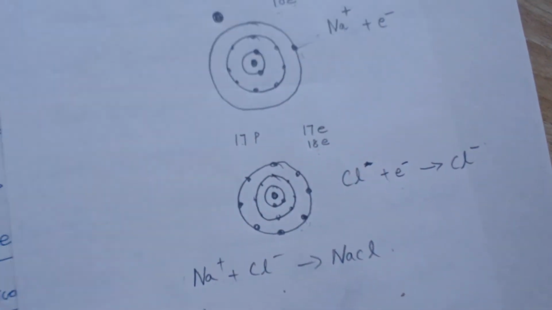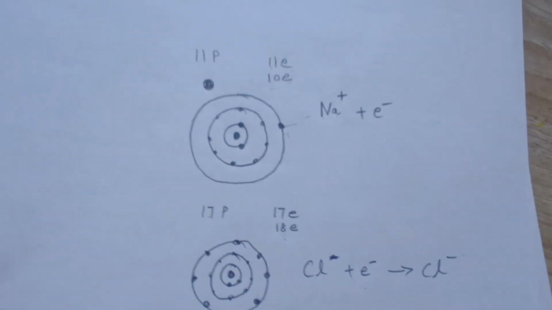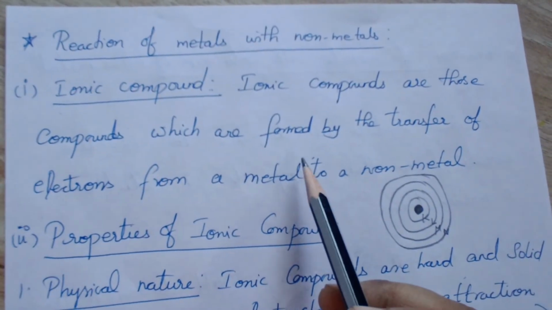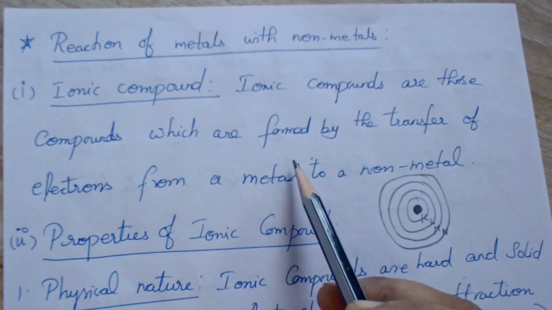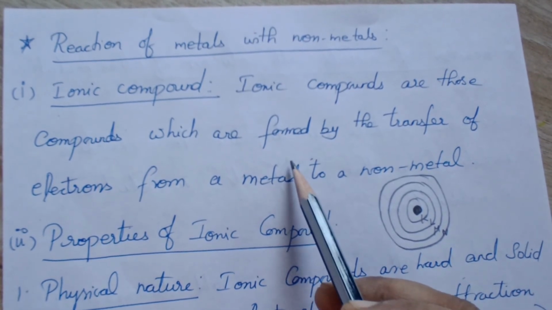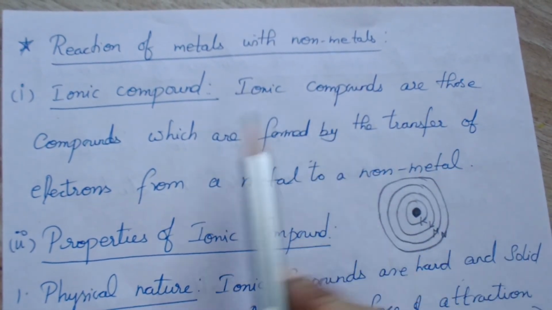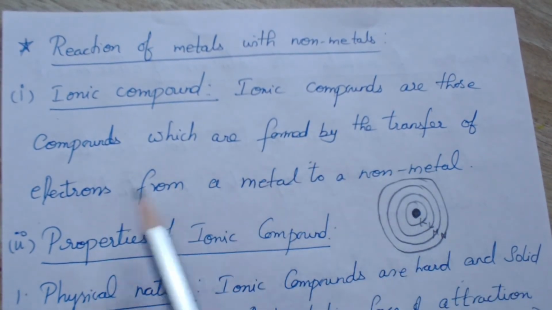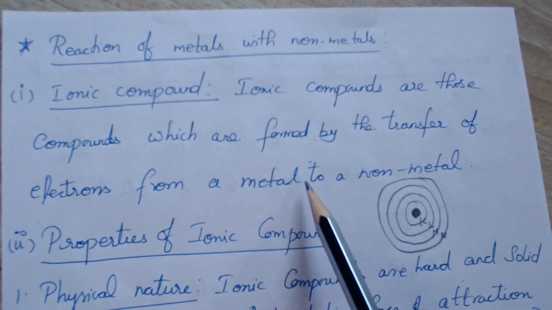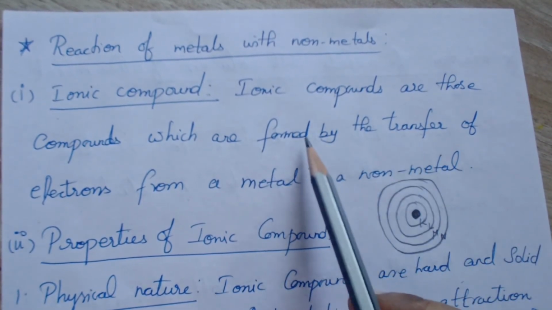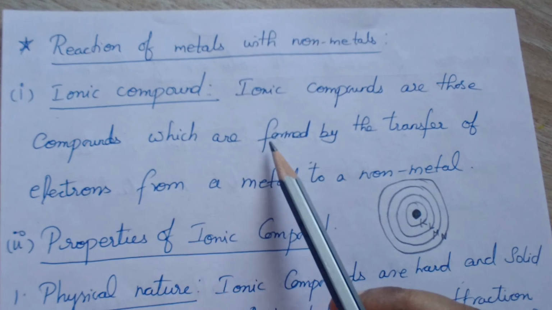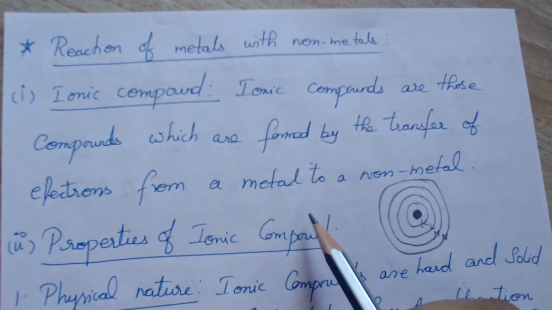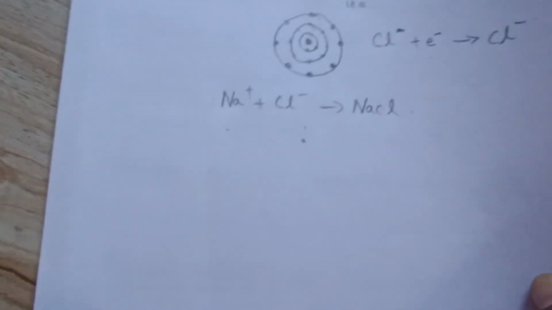So this is how metals and non-metals react. When a metal and a non-metal react, it forms an ionic compound because the ions are charged, Na+ and Cl-. Ionic compounds are those compounds which are formed by transfer of electrons from a metal to a non-metal. Normal compounds will share the electrons.